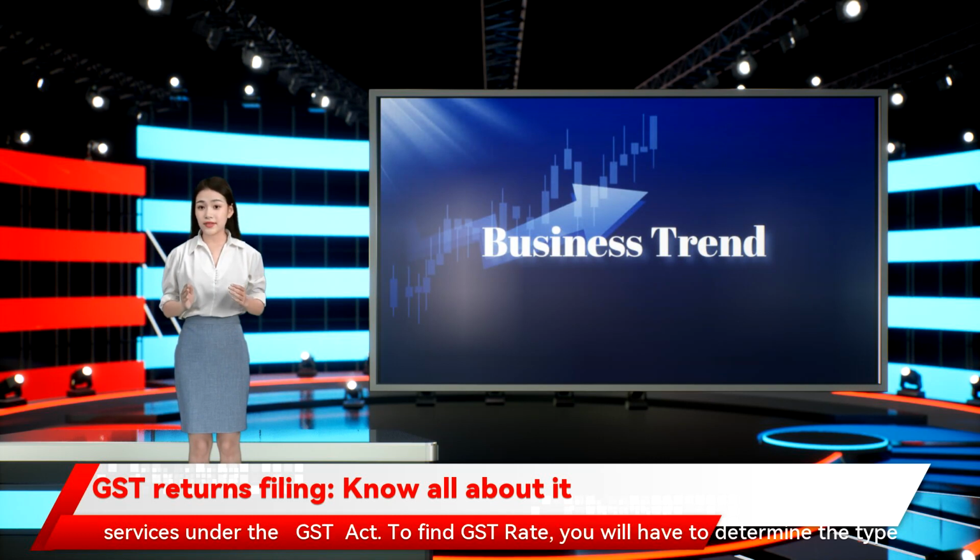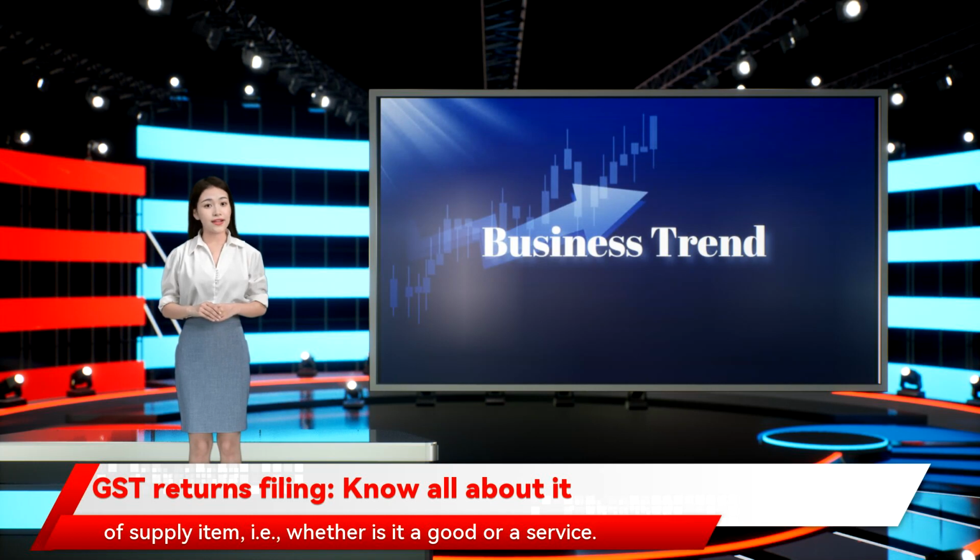GST Act. To find GST rate, you will have to determine the type of supply item, i.e., whether it is a good or a service. If the supply is a good, find the HSN code, and if the transaction involves the supply of a service, then find the SAC code. All these details are available on the official website of GST.